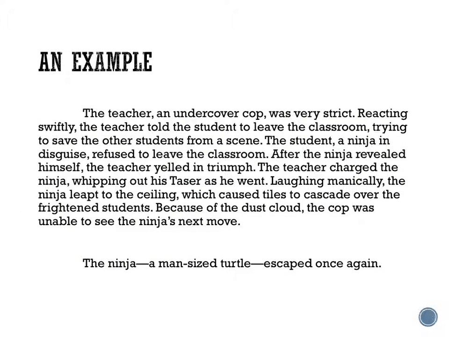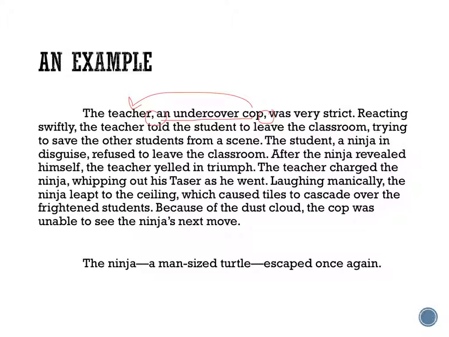Now here's a full example. Some of these sentences we've seen, some we have not. I'm going to go through and mark our non-essential elements from start to finish. So our first sentence, the teacher, comma, an undercover cop, comma, was very strict. We know already that we have an undercover cop here as our non-essential element. That is an appositive, cop, describing teacher, with an adjective to describe cop itself.